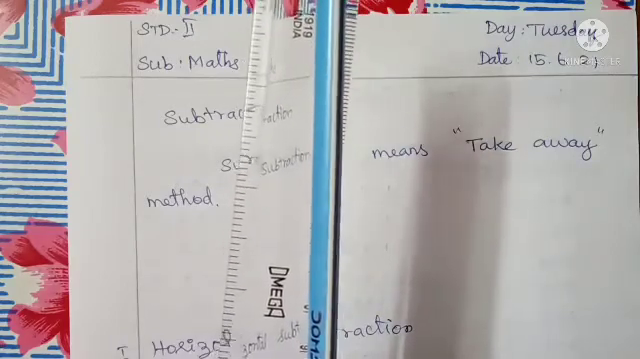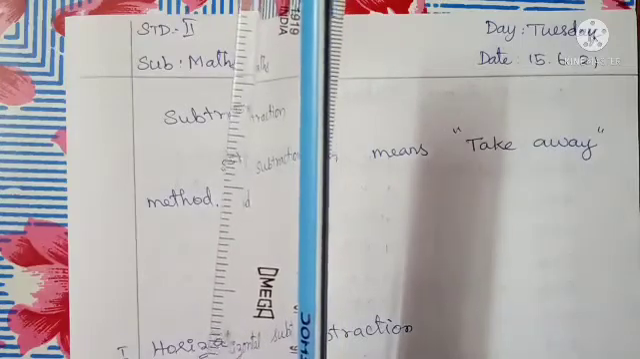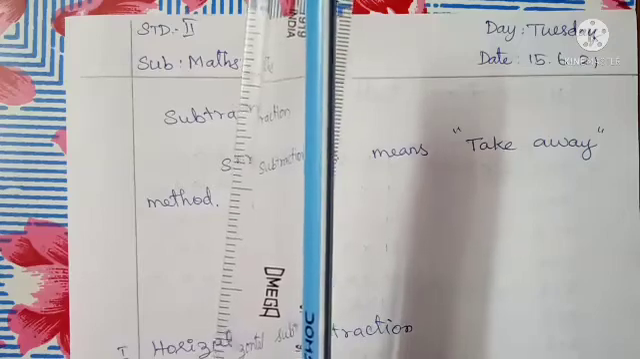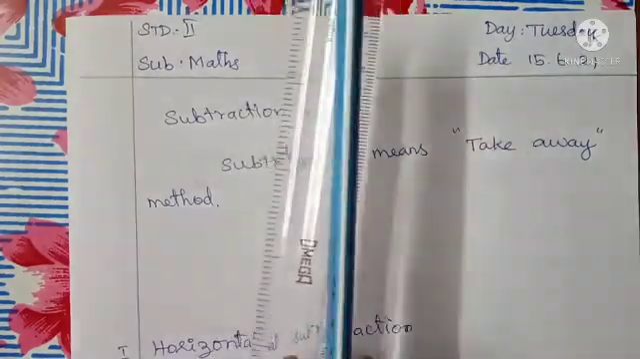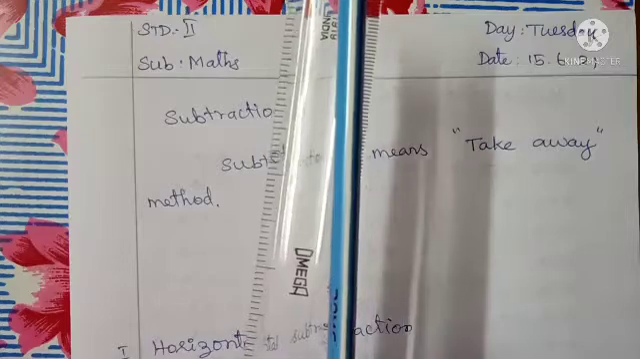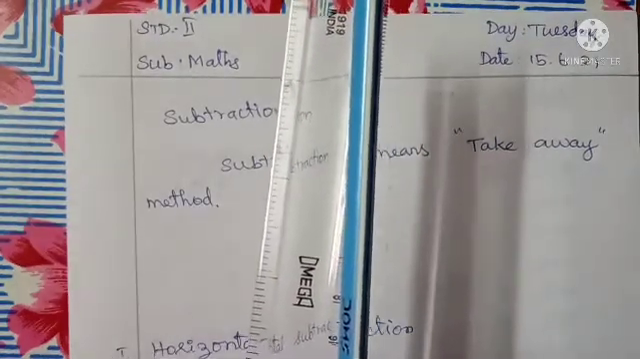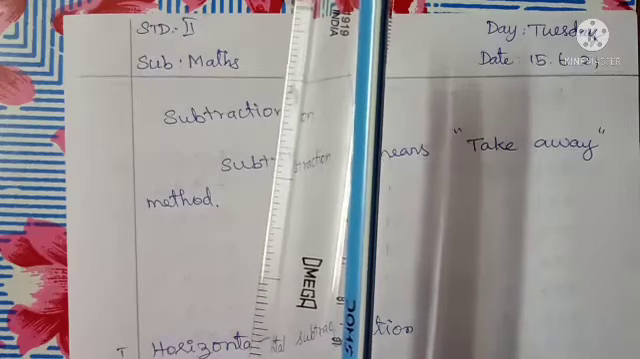So which number is bigger? 10 is the bigger number. So subtract 10 minus 7. The shopkeeper gives you the balance. Yes, 3 rupees. That is the correct answer. So this subtraction method is helpful in your real life.